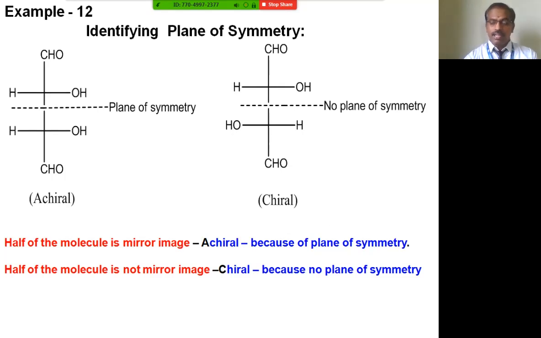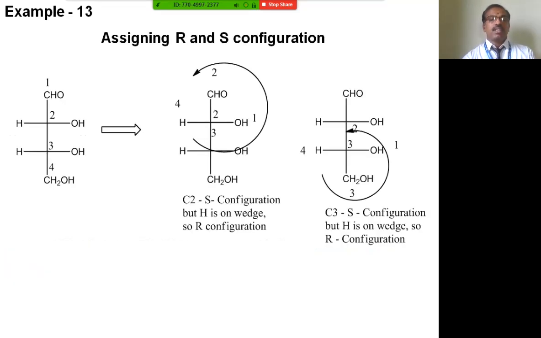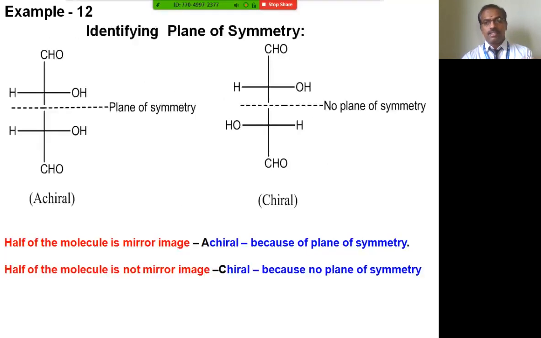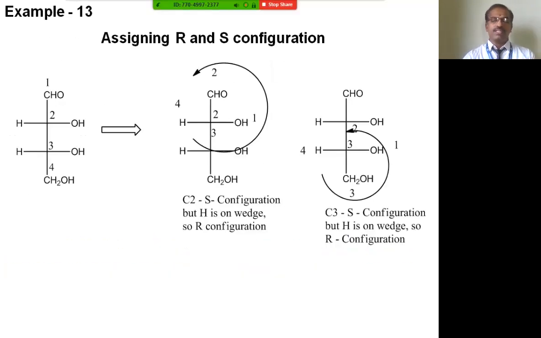Okay, based on a plane of symmetry. That is very important. So automatically, if you know the two rules, what are the 2 points? Horizontal wedge. Second point, plane of symmetry. If you know these 2 points, it is very easy to assign configuration for 2 to 3 chiral centers.